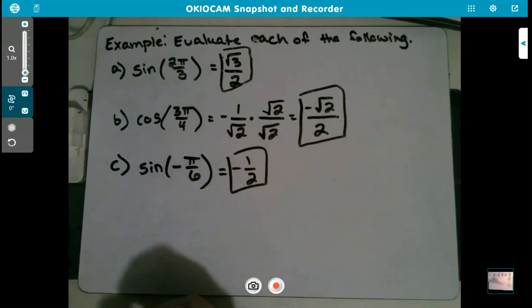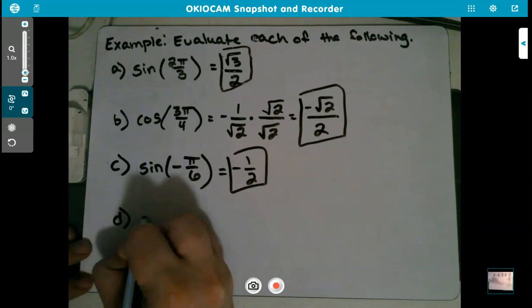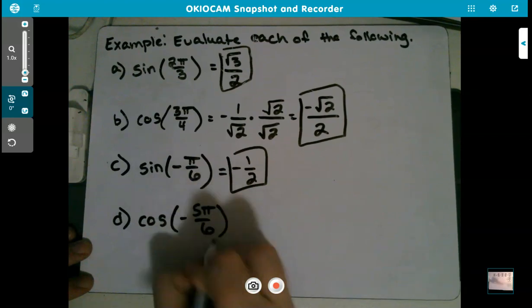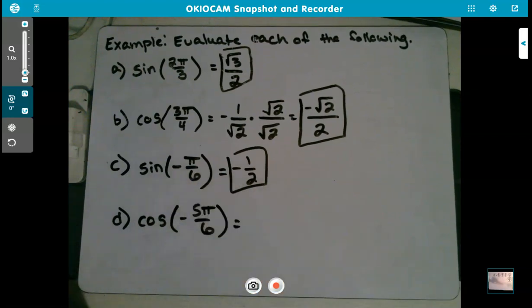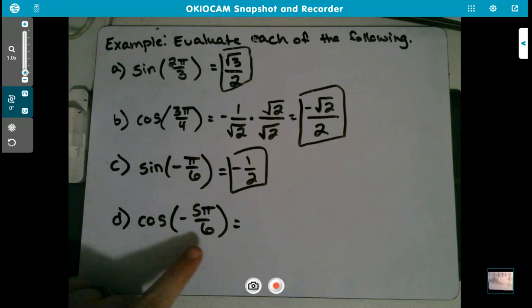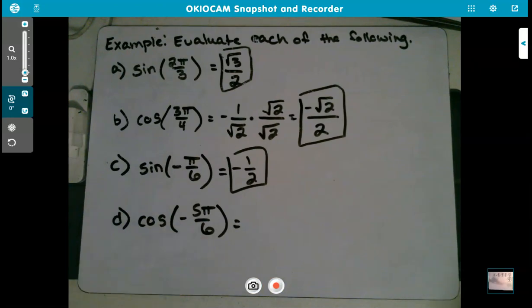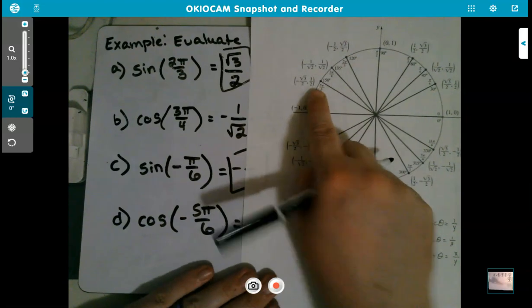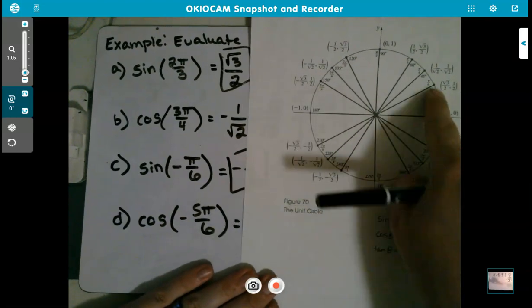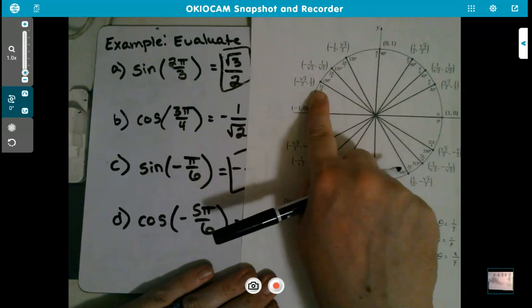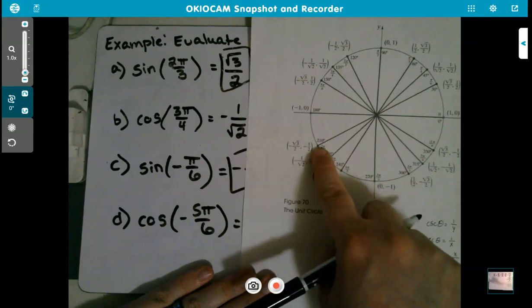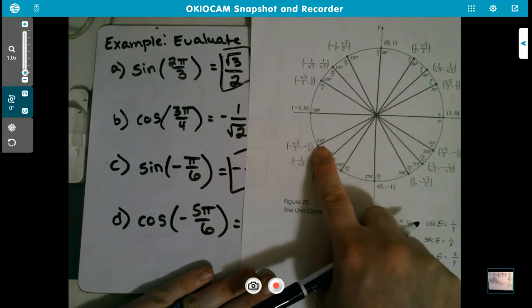Using that same idea, let's do cosine of negative 5 pi over 6. So again, just like I said right here, the minus sign means I'm going to go clockwise instead, okay? So normally 5 pi over 6 is over here. So I go all the way to the second to last dot on the top half, okay? So it's the second to last dot. So if I'm going backwards, that's going to take me right here. Okay, so I'm going to go to this point right here.